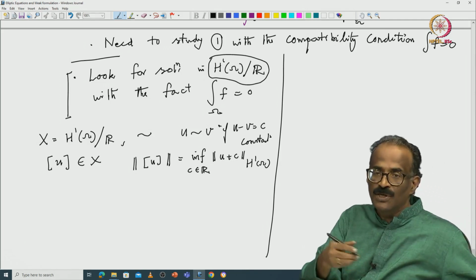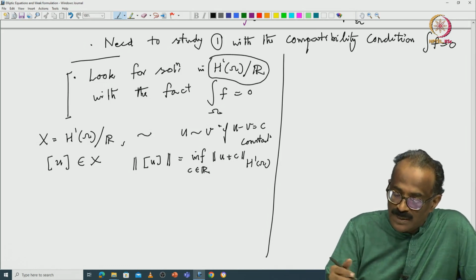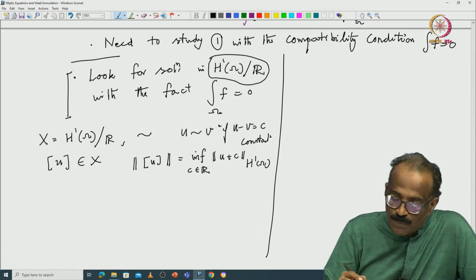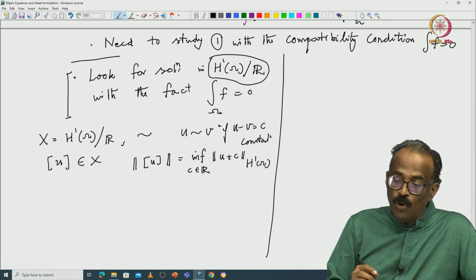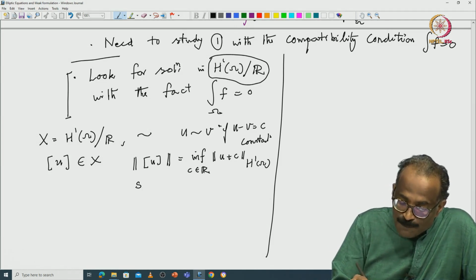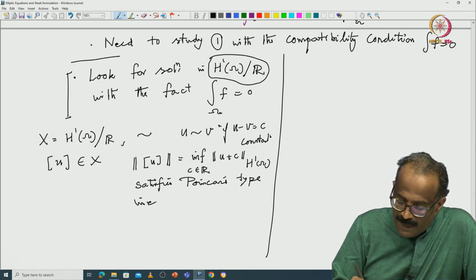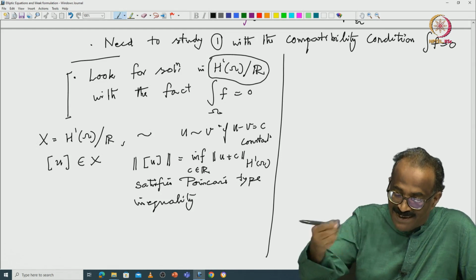W^{m+1}, you have added the polynomials of degree less than or equal to m, because here it is 0. So you are proving this one, and this is the norm, and you know that this norm satisfies a Poincare type inequality. That is what we have done. That is the general result.